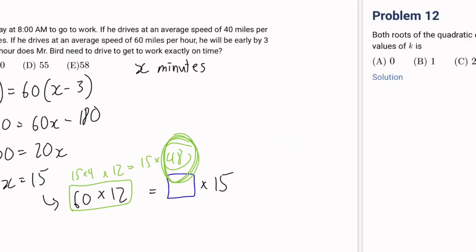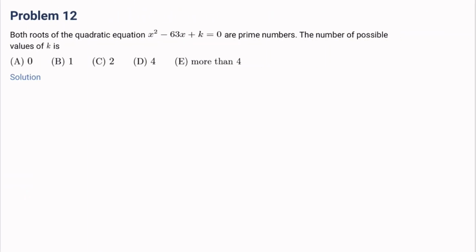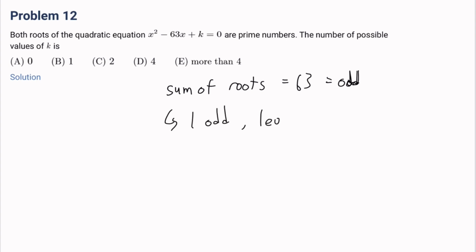It's B. Number 12, both roots of the quadratic equation are prime numbers. The number of possible values of k is. Okay, so since we are looking at the roots of that quadratic, the sum of the roots is 63, right? But this is an odd number. And so for the sum of the roots to be 63, one root should be odd and one should be even. But they are both prime numbers, right?